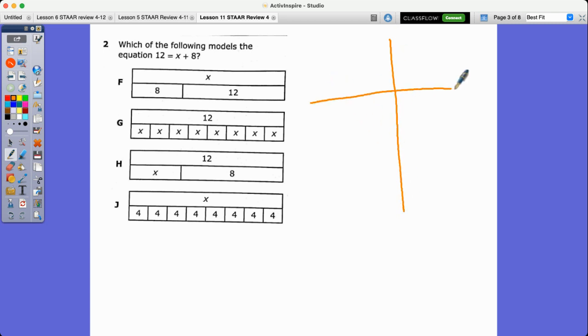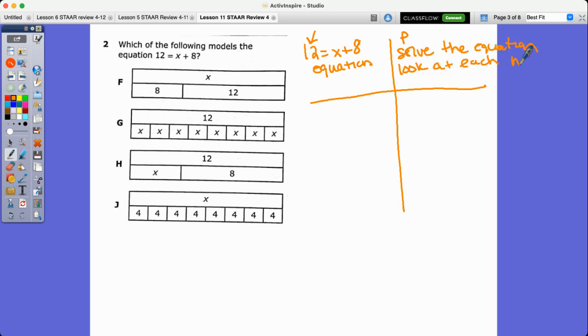So I have to understand a few things. I have to understand that 12 equals x plus 8 is an equation, and the 12 is my solution, and then I have an unknown plus 8. So my plan is to solve the equation because I like to know that answer. And then I am going to look at each model and find the one that is equivalent or equal.